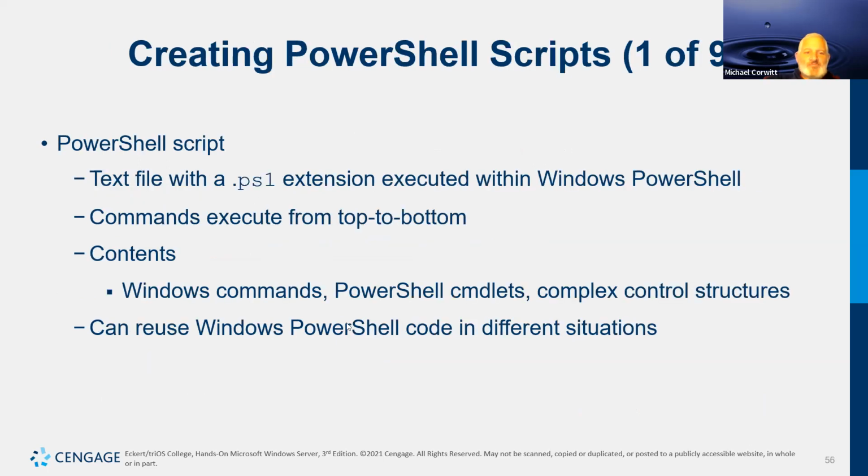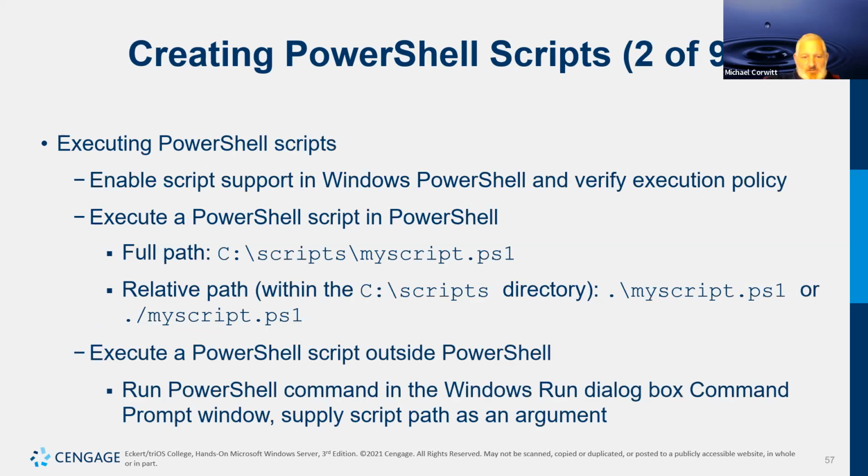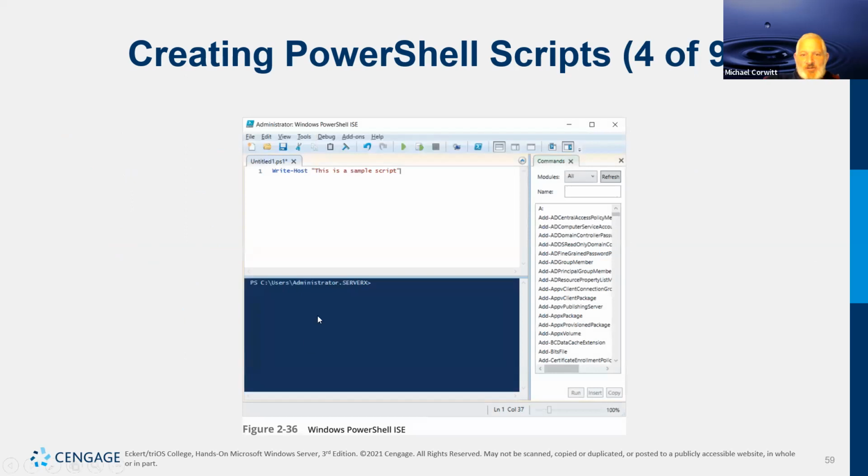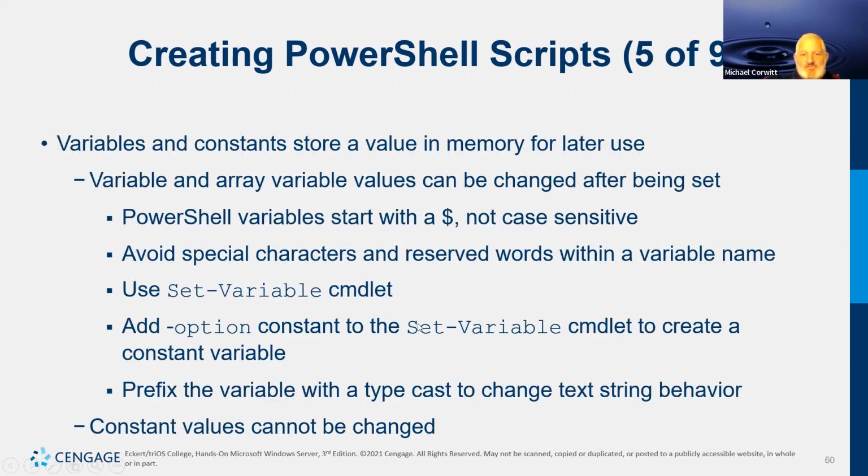A PowerShell script is a text file with a .ps1 extension executed with PowerShell. Commands execute from top to bottom, and the contents can include Windows commands, PowerShell cmdlets, and complex control structures, and you can reuse Windows PowerShell code in different situations. I can go on and on about PowerShell, guys, but let's just see what else we got here. And this is basically your PowerShell script or PowerShell setting. We'll get into that. Variables and constants store values in memory.